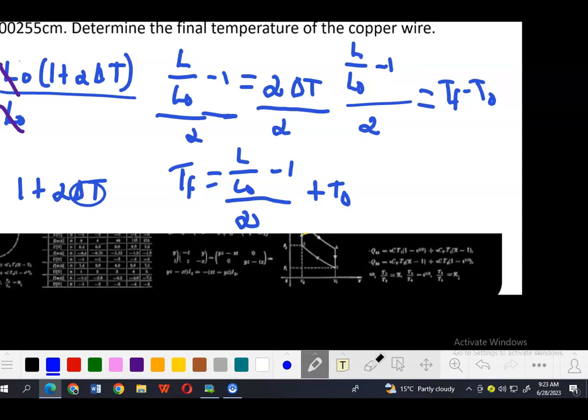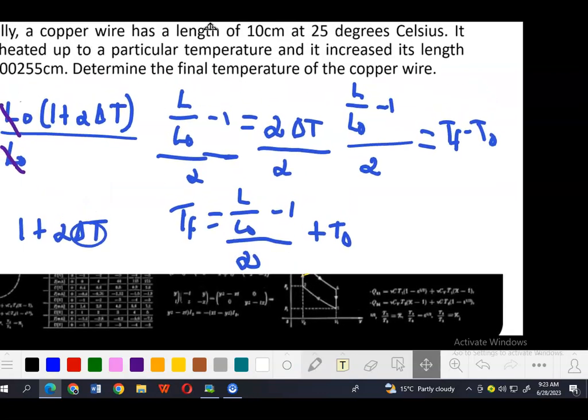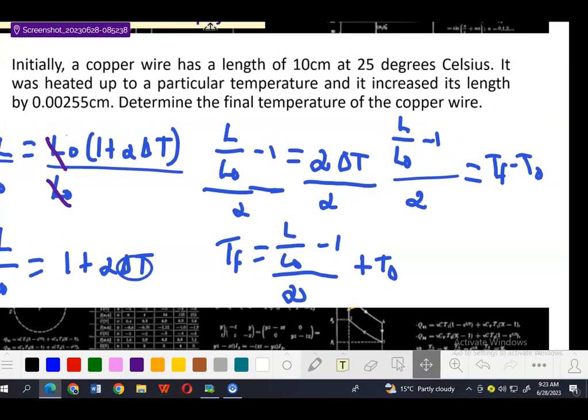So now you can go ahead and plug in the values as given in the question. We know that initially a copper wire has a length of 10 centimeter at 25 degrees Celsius. It was heated up to a particular temperature, and then it increased its length. So this means that we have the initial temperature and the final temperature.